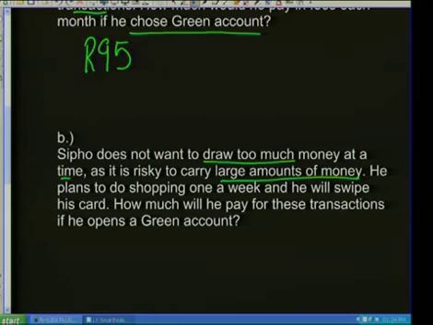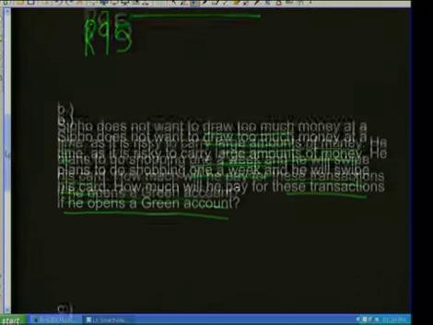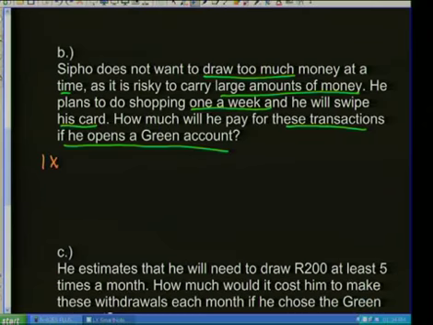Right, he plans to do shopping once a week and he will swipe his card. How much will he pay for these transactions if he opens a green account? So first of all, we need to work out how many transactions he is going to have. Now it says once a week, so we've got 1 times a week. How many weeks in a month? Well, we are going to assume it's a 4-week month. Assume 4 weeks in the month.